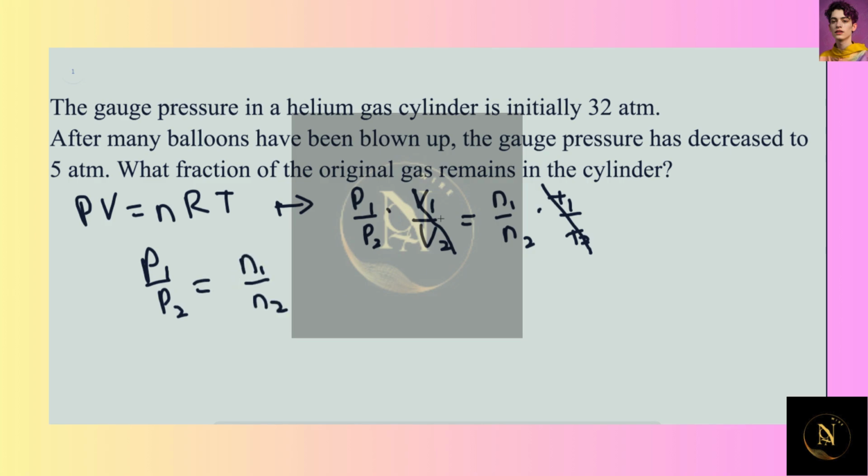Now, P1, our original gas cylinder, the gauge is given by 32 atmospheres, but the gauge pressure is just a relative pressure. So we've got to remember the atmosphere is at 1 atm. So that gives us P1 is equal to 32 plus 1, which is 33 atm. And similarly, when balloons have been blown up, pressure 2 is given by 6 atm.